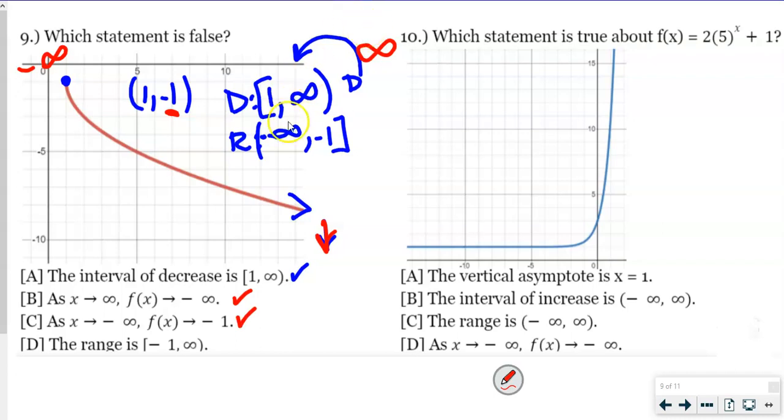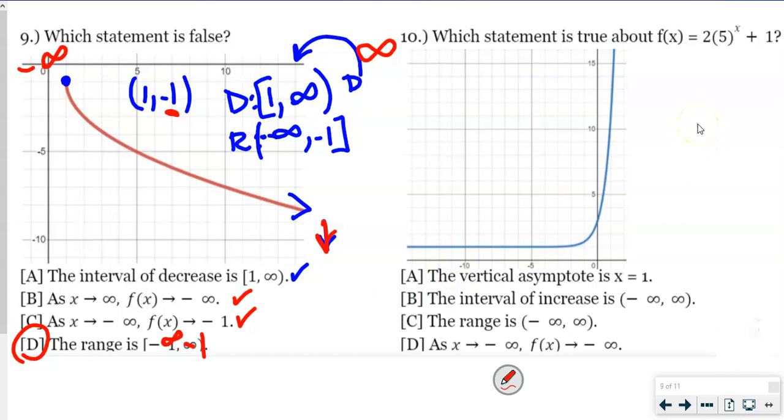And then do we have negative infinity to -1 here for our range? No, we do not. So this is the one that's wrong. This should be negative infinity to -1, shouldn't it? So this is our correct answer because that's our false statement.